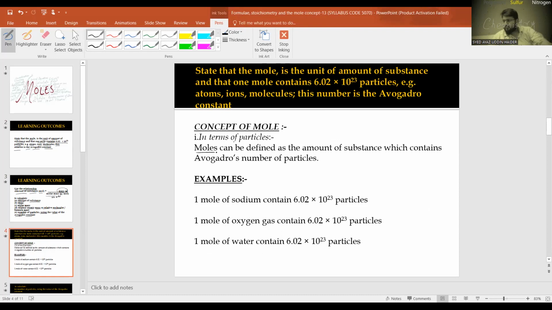In terms of particles, moles can be defined as the amount of substance which contains Avogadro's number of particles. 1 mole of any substance. For example, we have a metal. Sodium is a metal here. 1 mole of sodium metal contains 6.02 × 10^23 particles.